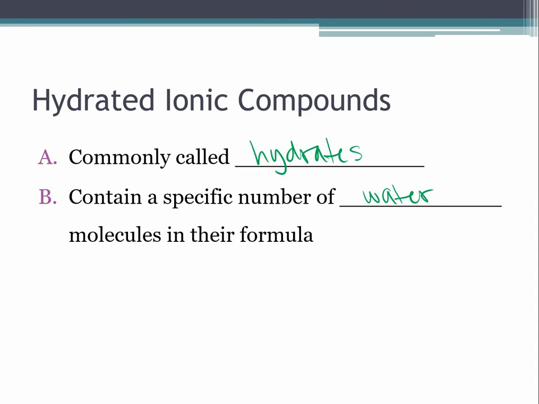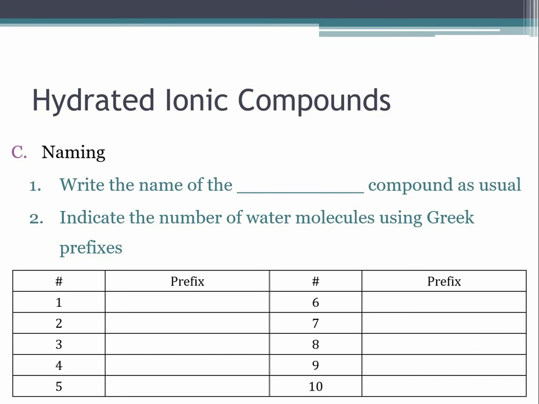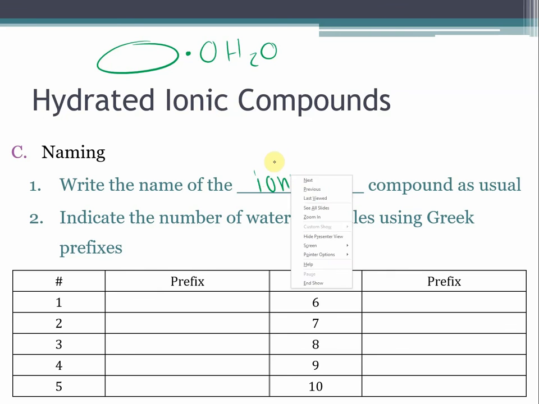As far as naming your hydrates, it's really not anything too new. They're always going to be in 2 pieces. There will be an ionic part, and then a dot, and then a number, and then H2O. This is how your hydrates are written always. So the first thing you will do is name the ionic compound as usual. Whatever this compound is here, you will name it the ways you've learned in this video.